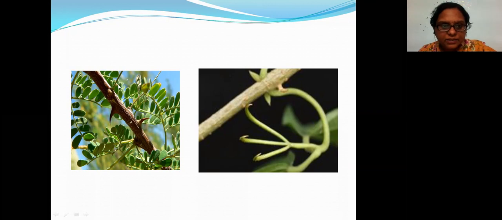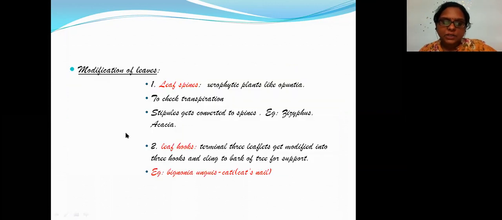After that, you can see the leaf is there on this side. So certain axillary buds have converted themselves into thorns. They come under the modification of leaves, so they are called leaf spines. Xerophytic plants like Opuntia. Opuntia I have shown you. Again, this is an example of Opuntia. I told you there that the stem is actually converted into the leaf, so Opuntia is a modification of both.